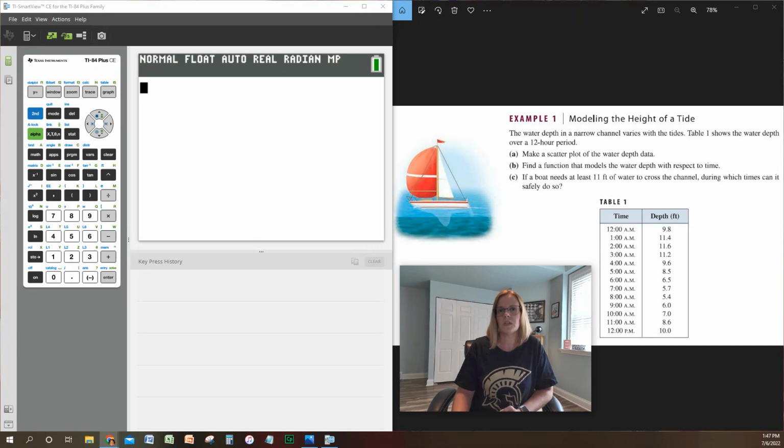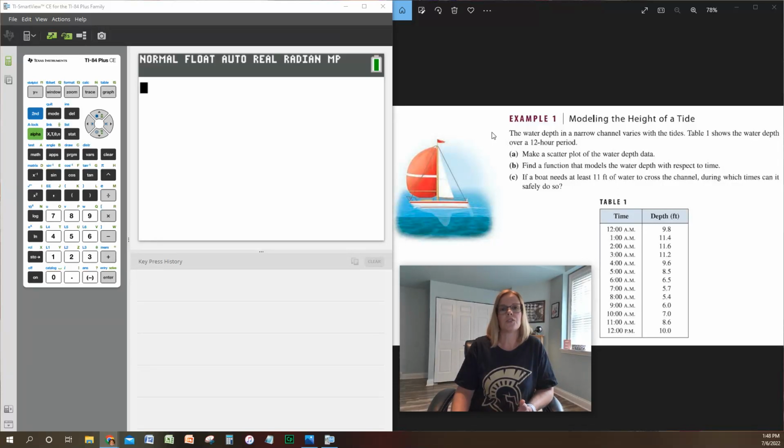And in this activity, I'm going to show you how you can use your graphing calculator to make a line of best fit for a trigonometric function. So on the right-hand side of your screen, you can see example 1, and we're going to model a situation here. They give you a little bit of background information.